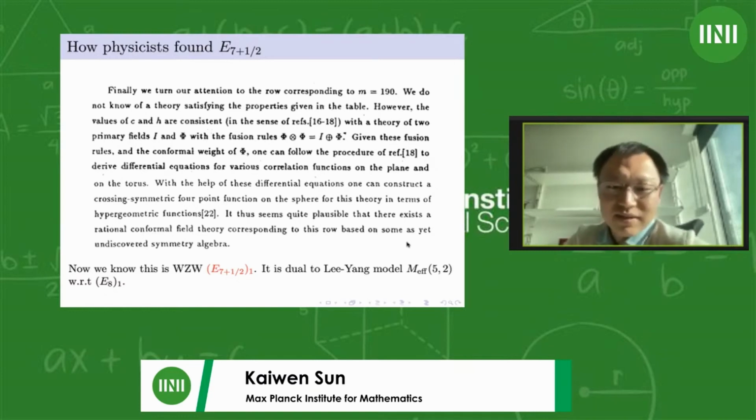And they said that it does seem quite plausible that there exists a rational CFT corresponding to this rule based on some yet undiscovered symmetry algebra. So nowadays we know that this symmetry algebra is just E7.5, and this CFT is the WZW model of E7.5 at level 1. In fact, it is due to the Lee-Yang model with respect to E8 level 1, which means that it can be realized as a coset of E8 level 1 over the Lee-Yang model.